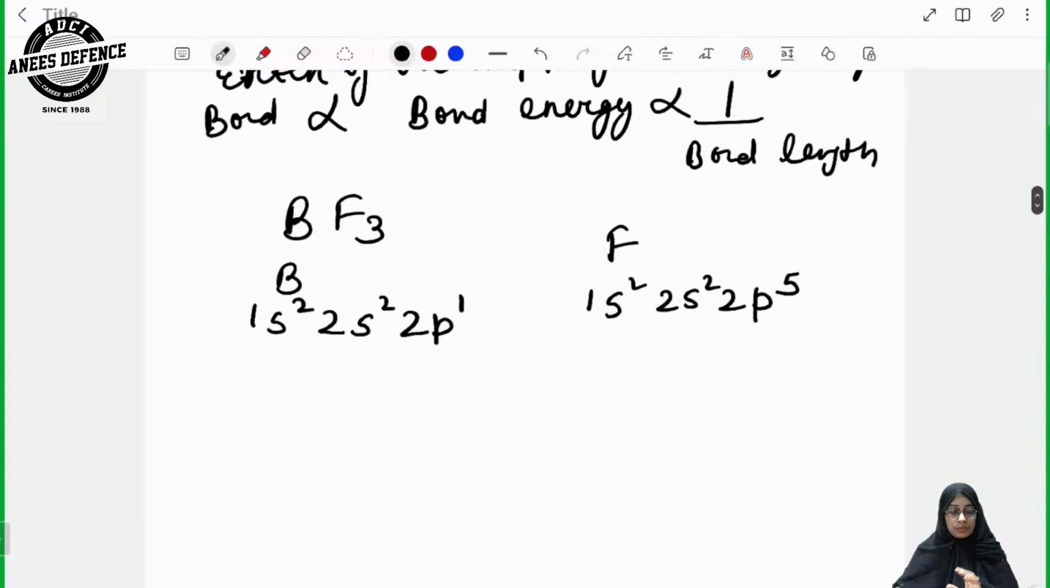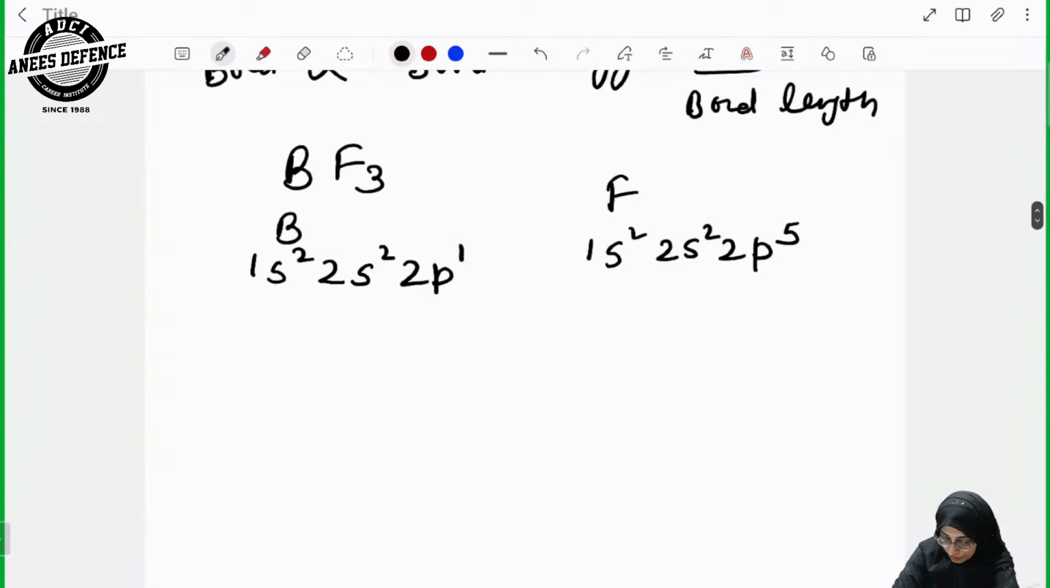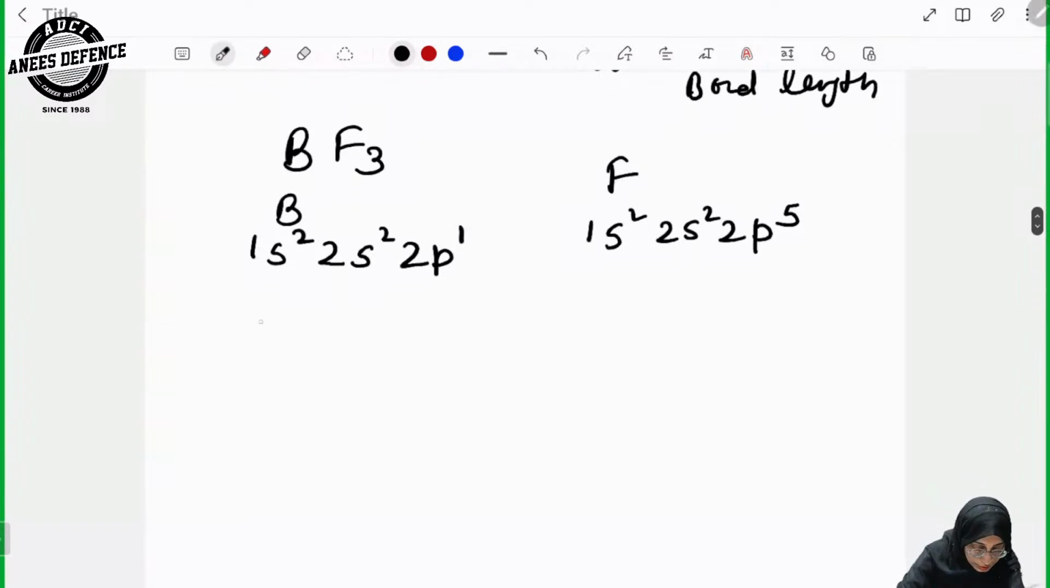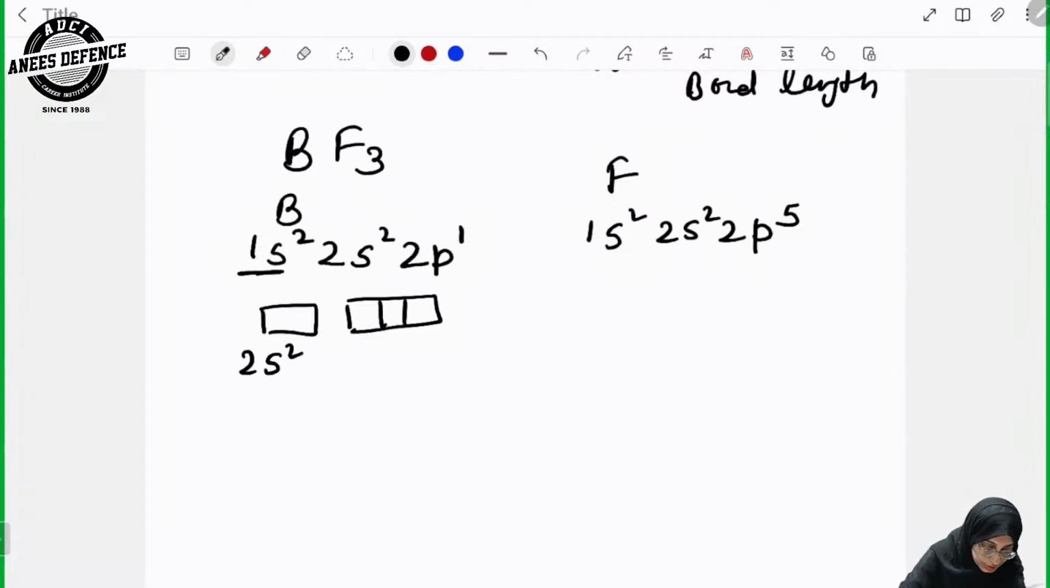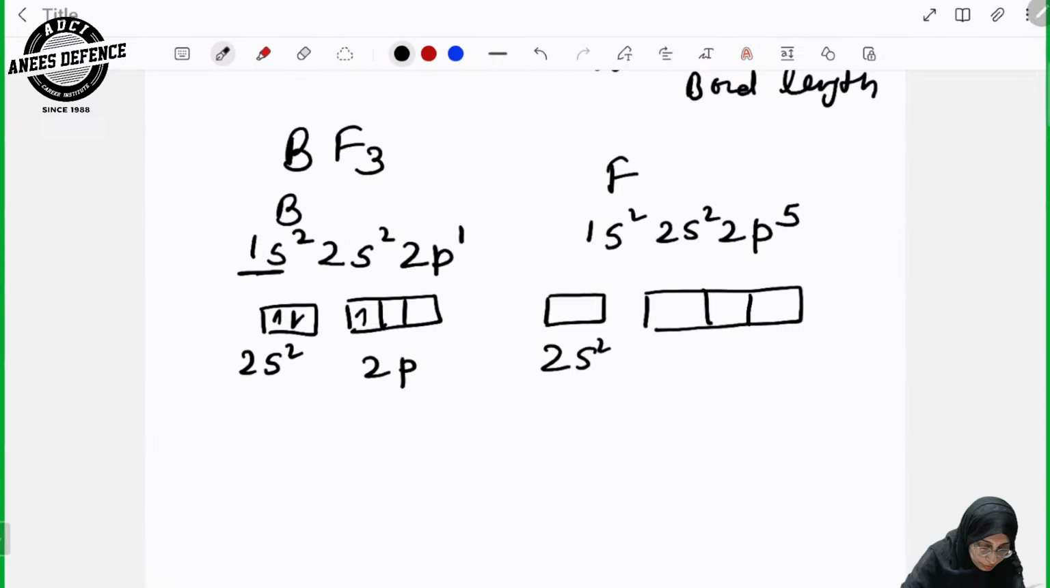How will the bond between boron and fluorine form? Let's see. For boron, the inner orbital 1s will not participate. We will not bother about the inner orbital. So this is 2s2 and this is 2p. There are 2 electrons in s and 1 electron in p. And fluorine has 2s2 and 2p5.